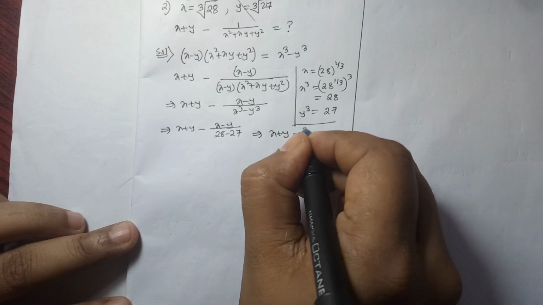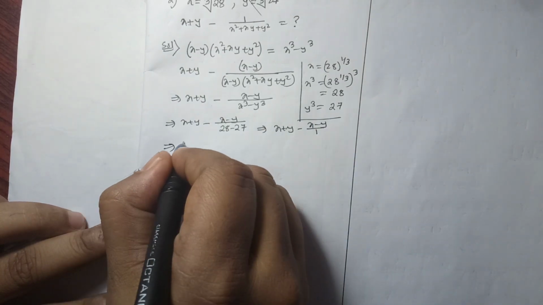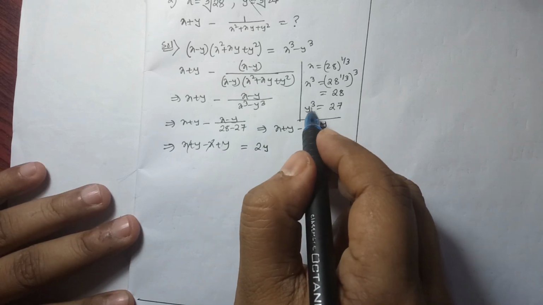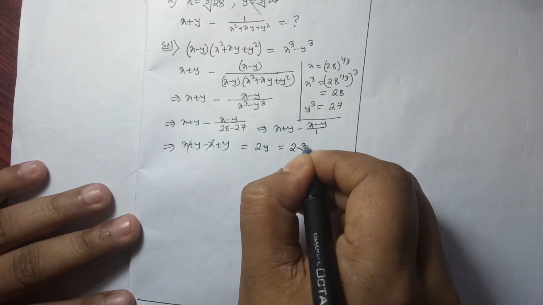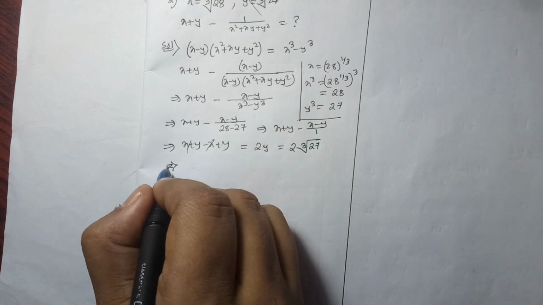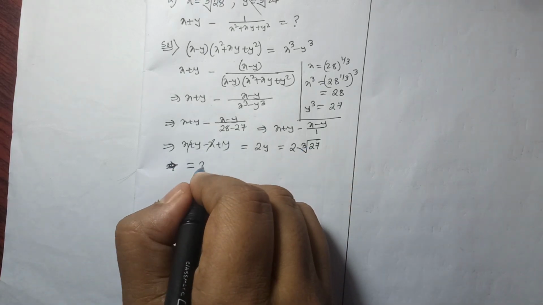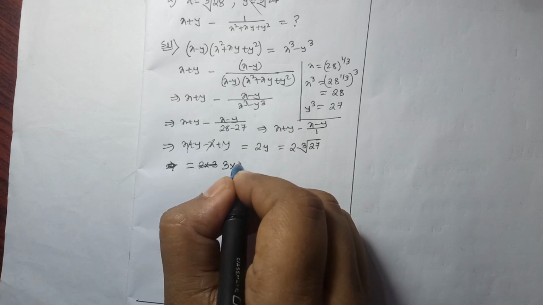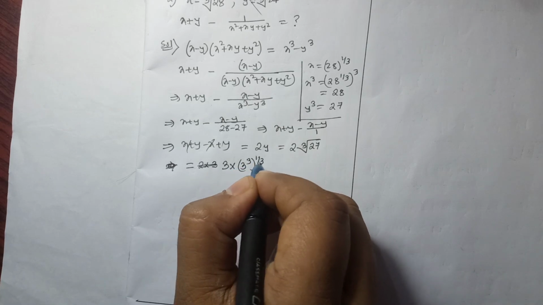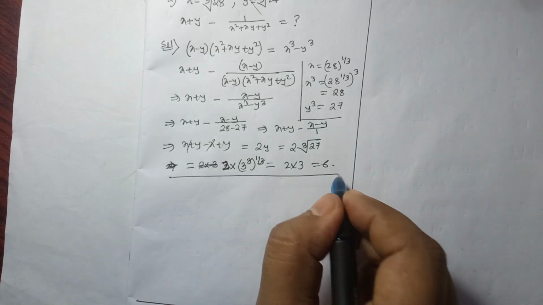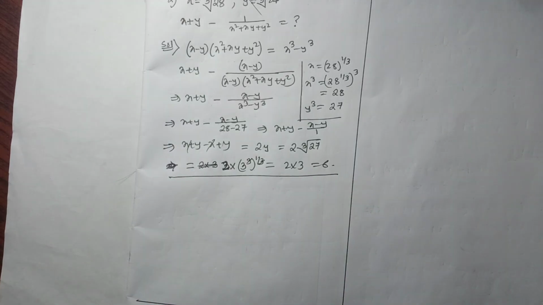This boils down to x plus y minus x minus y by 1, which is 2y, and what is y? y is equal to cube root of 27. 9 3s are 27, so 3. No, sorry. 2 into 3 will be 6. Okay, clear? Copy down fast. The next problem will also be an application of this formula.